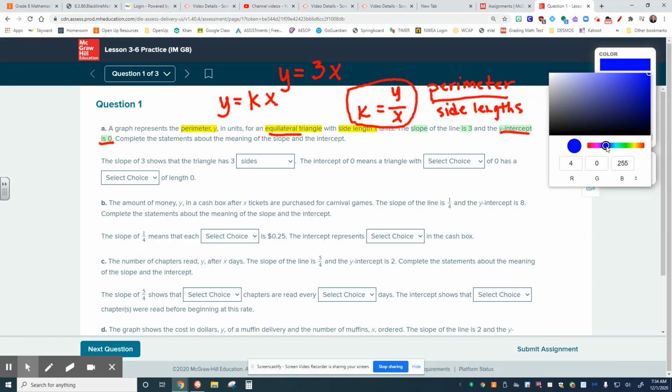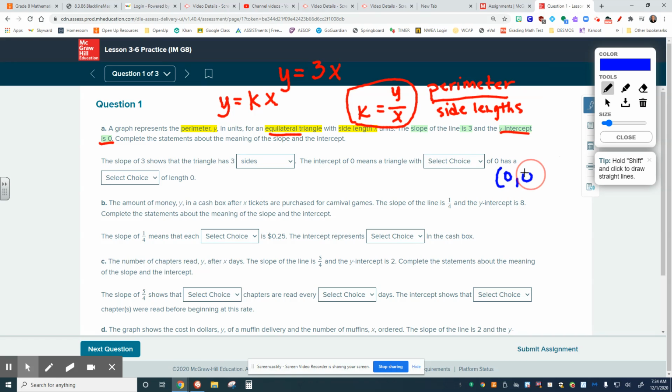So the y-intercept (0, 0) means that if we have 0 for the measurement of the side lengths, as we talked about with x, and 0 for the measurement of the perimeter, then a side length of 0 has a perimeter of 0. Coming back to this point (0, 0), if you have a side length that has nothing, then you're going to have a perimeter that has nothing.